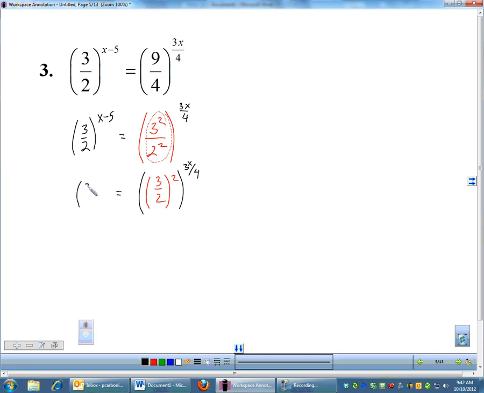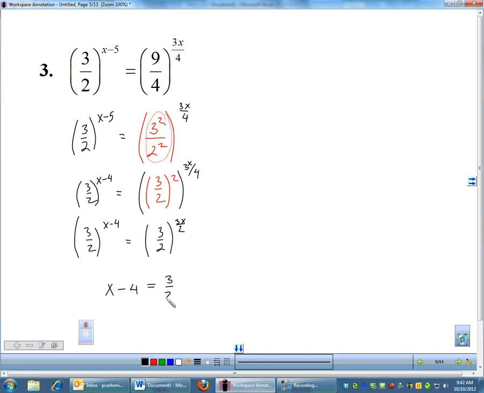Left side is still 3/2. And then lastly, I'm going to multiply. 2 times 3x over 4, that's 6x over 4. 2 times 3 is 6. 6 over 4 reduces to 3/2, so that's 3/2 to the 3x over 2 is equal to 3/2 to the x minus 4. And then I'll set both sides, my exponents, equal. Now I have 3/2 to a power equals 3/2 to a power, so I can set the exponents equal.